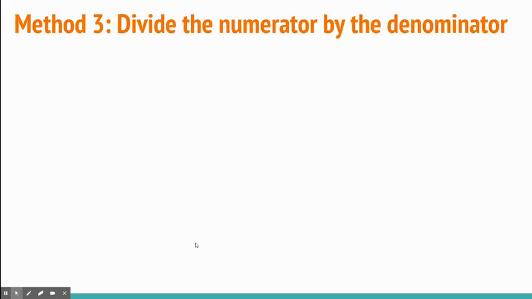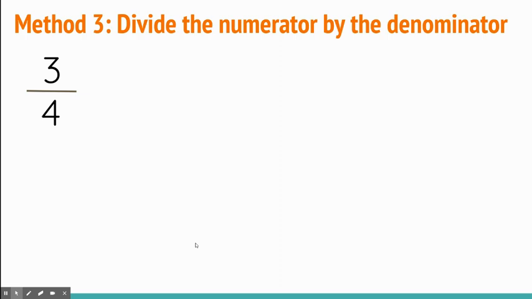Now there will be times when you can't find an equivalent fraction with 10 or 100 as the denominator. In that case, you're going to have to divide the numerator by the denominator. We're going to start with an example that's pretty easy. With 3/4, you can actually find an equivalent fraction with 100 as the denominator, but instead we're going to use the division method.